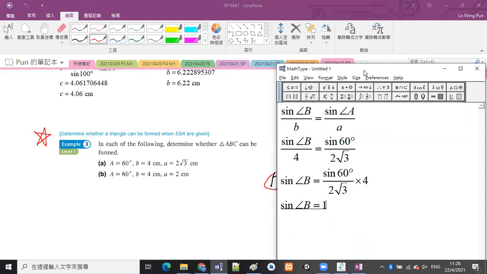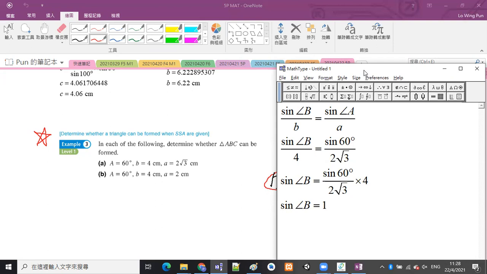How to find angle B? If we know sin theta equals a number, how do we find theta? How to use the calculator? Yes, you use shift sine 1. Angle B is equal to shift sine 1. Do we have the answer from your calculator? Shift sine 1 is equal to 90 degrees.